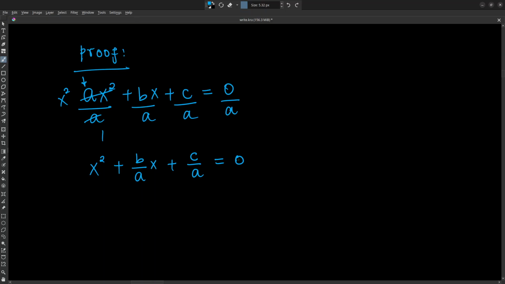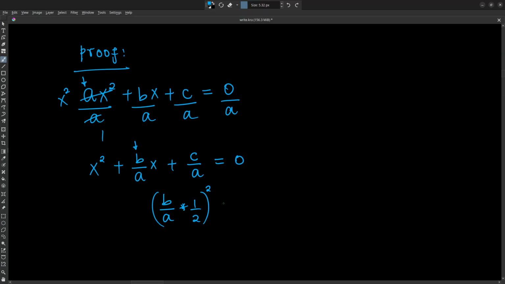Okay, now we are ready to complete the square. And how do you complete the square? You usually take the coefficient of x, divide it by 2, square the result, and then whatever you get, you add and subtract it from the left side of the equation. Okay, that's a lot. Let's start small. First of all, we take this coefficient, which is b out of a, right? Then we divide it by 2. Dividing by 2 is the same as multiplying by half. Then we square the result.